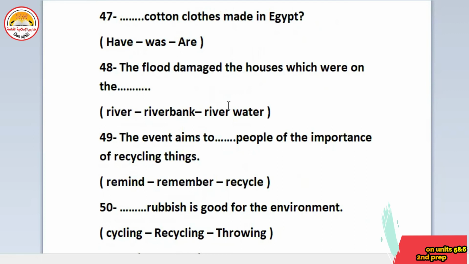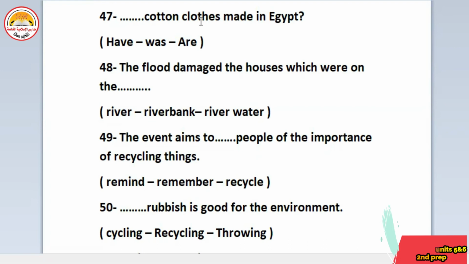Okay. Cotton clothes made in Egypt. Choose here from have, was, or. Okay, why here did you say or? It's correct, I know it's correct. Why here did you say or? Because here clothes are plural. Plural, okay? Clothes here are plural. Okay, thank you. So here: Are cotton clothes made in Egypt?